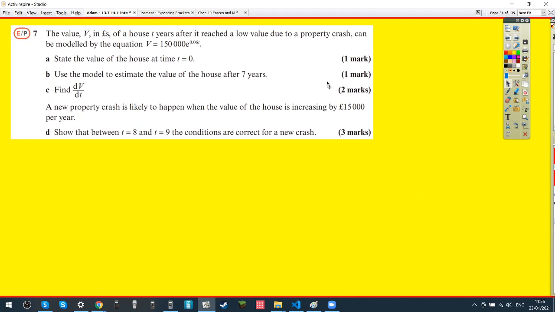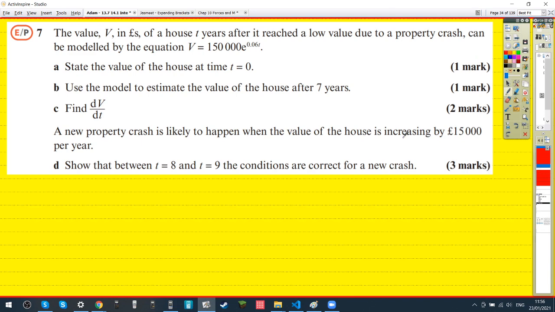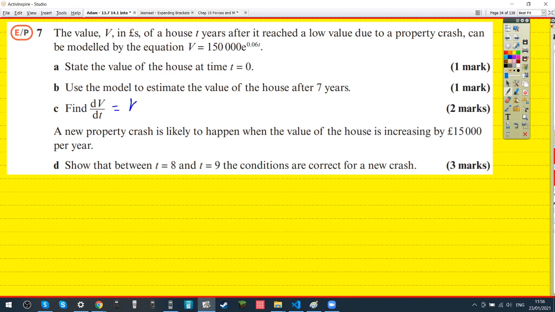Okay, question C. Let me improve that question. dV/dt is equal to KV. Find the value of K. 150,000 V. No. dV/dt is 9,000 e to the power of 0.06t.